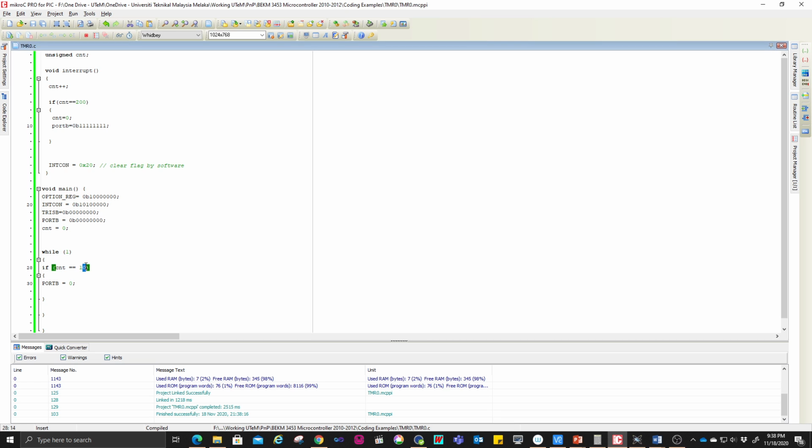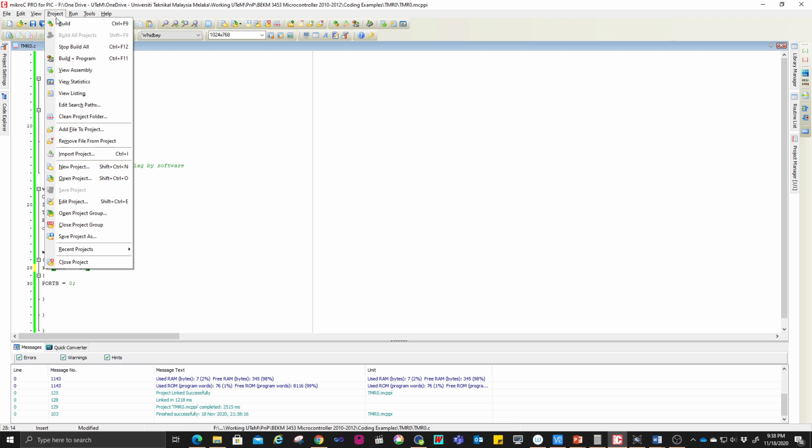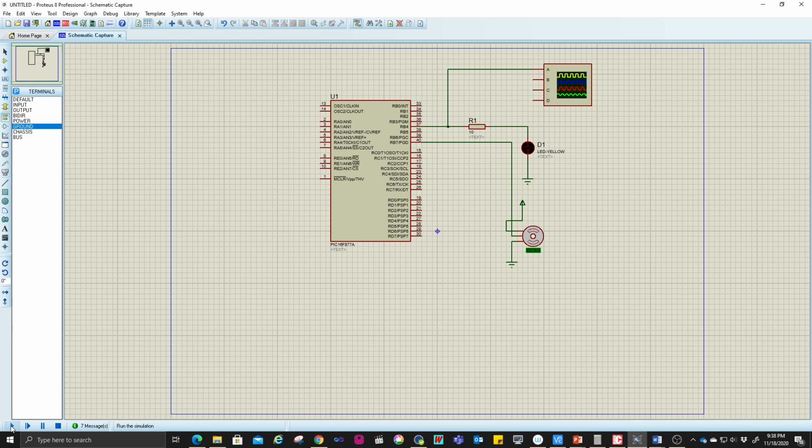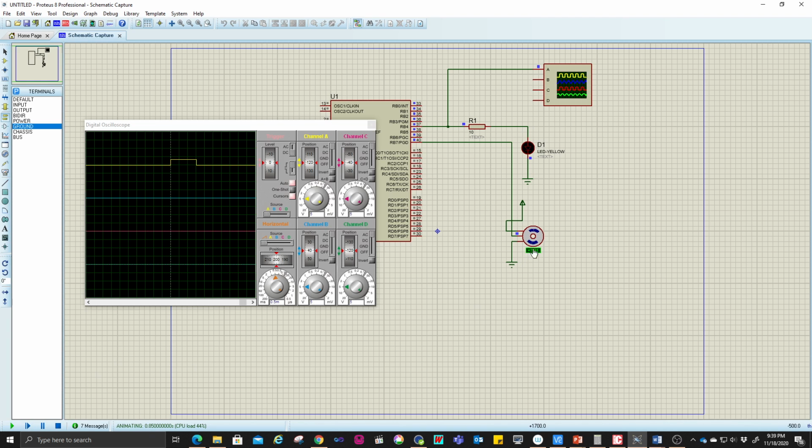Change this one if count is equivalent to 15. Let's do this one first, and then I'll tell you what happened over here. Then build this one again, and then look at the results. Nearly at 0, right? So the value here is 1.53. Okay, that's nearly the same as 1.5 milliseconds.